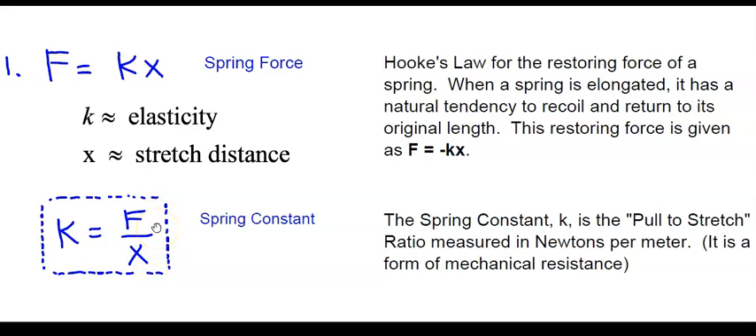So for a given force, let's say I used 10 newtons on several different springs. Some springs will stretch more for the same 10 newtons, and some springs will stretch less for that same 10 newtons. So therefore, each value of K will be different for each spring. When the value of K for a spring is a high value, that spring is called a tight spring. And when the value of K is small, that is a loose spring. Tight springs are difficult to stretch. Loose springs are easy to stretch.